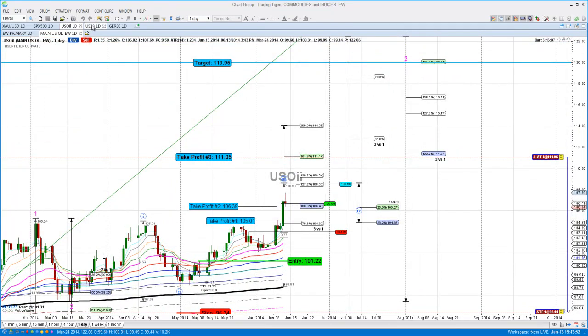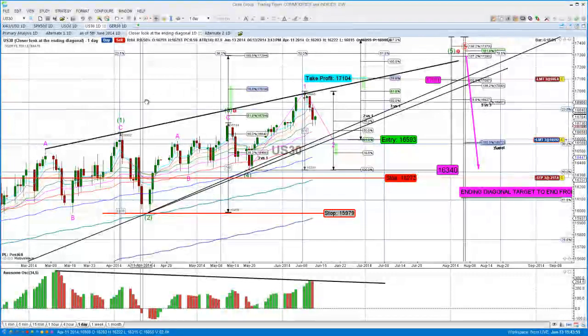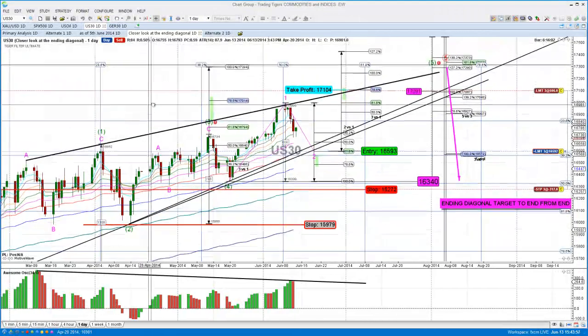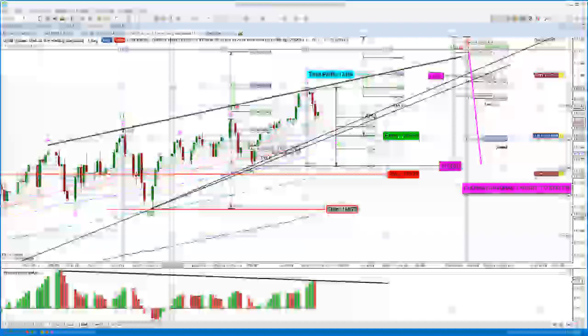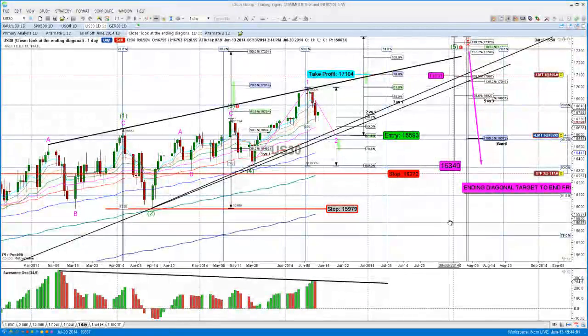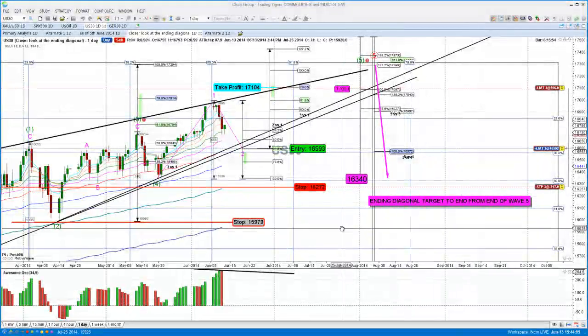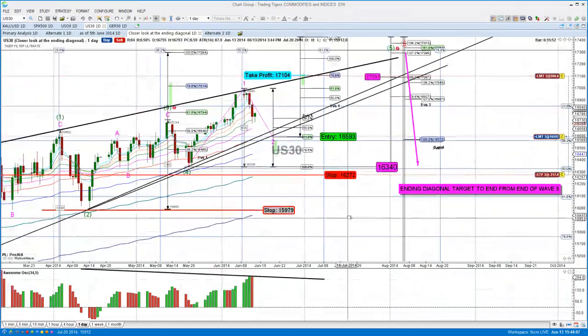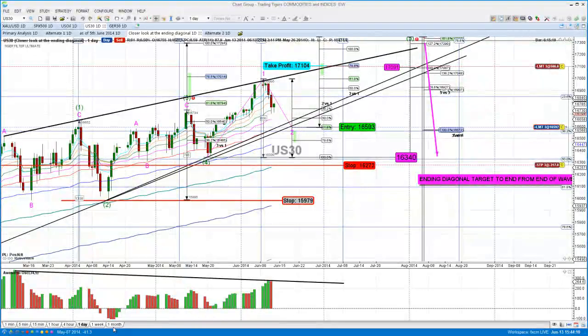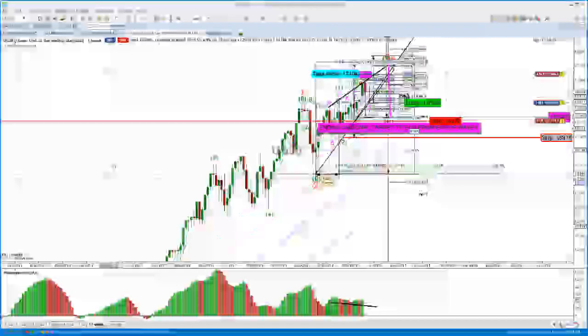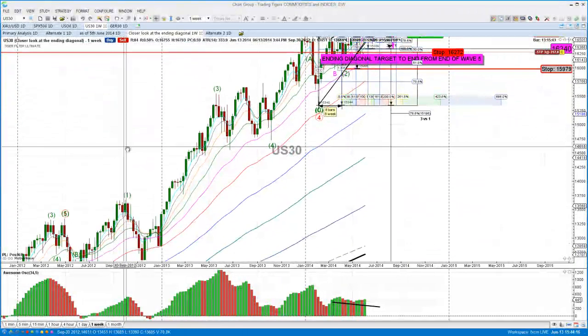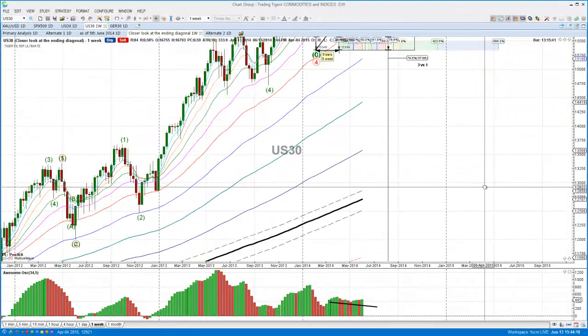Okay, fine, so let's move to our favorite instrument right now, which is the US30. When I say favorite, it's because we're looking forward to a possible ending diagonal. That's right, this is what our wave count is telling us. Let's go up and start giving you the necessary count. We're of course in a wave 5, and that's the key thing.